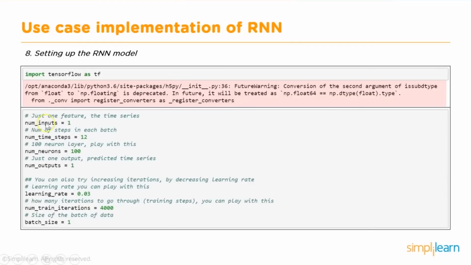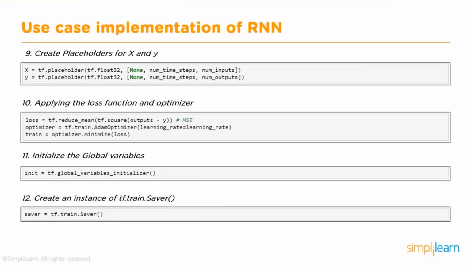So here I am creating regular Python variables. Number of inputs is 1. Instead of hard coding, I'm just storing them as variables. Number of time steps is 12, number of neurons is 100, and so on. Then learning rate is 0.03 and number of iterations is 4000. Then we create placeholders. We will be storing the independent variables in X and the dependent variables in Y, and this we will read from an external file. Remember, I told you placeholders are used for getting data from outside and then feeding it to our model.